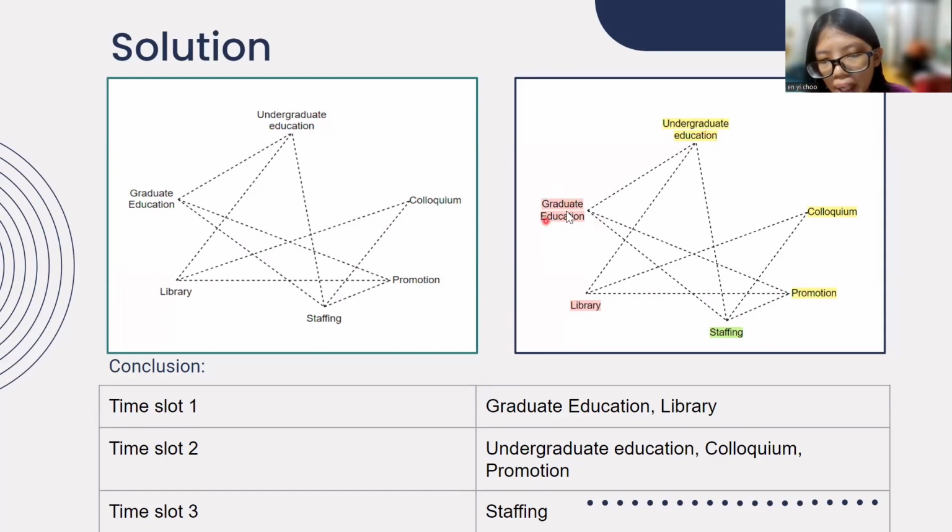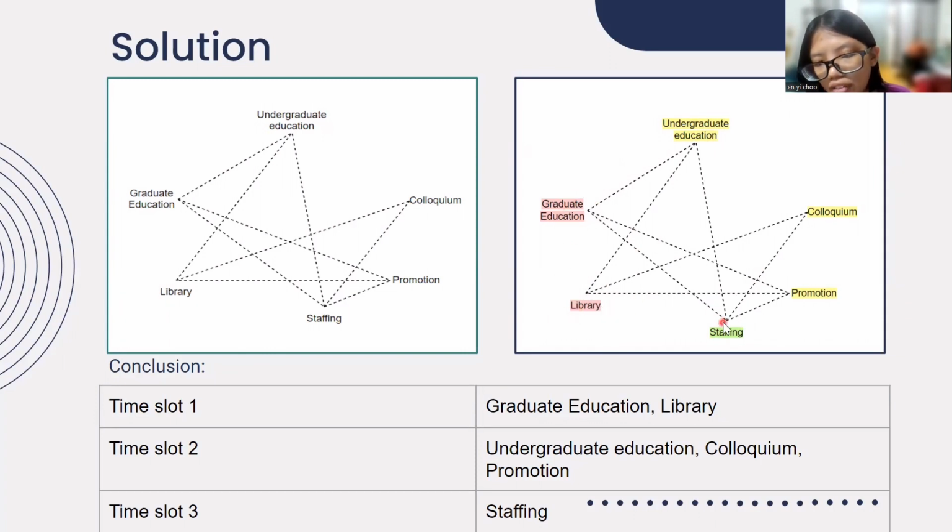So maybe I put it as pink. So we move on to library. Library has edges with undergraduate, colloquium, and promotion. For example, I have already yellow here. So I need to put it as pink because it is not connected with graduate education. So I can put it as pink.